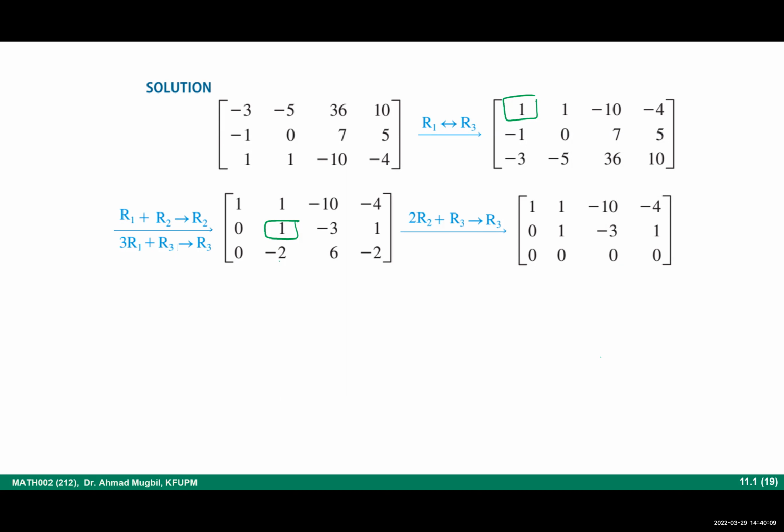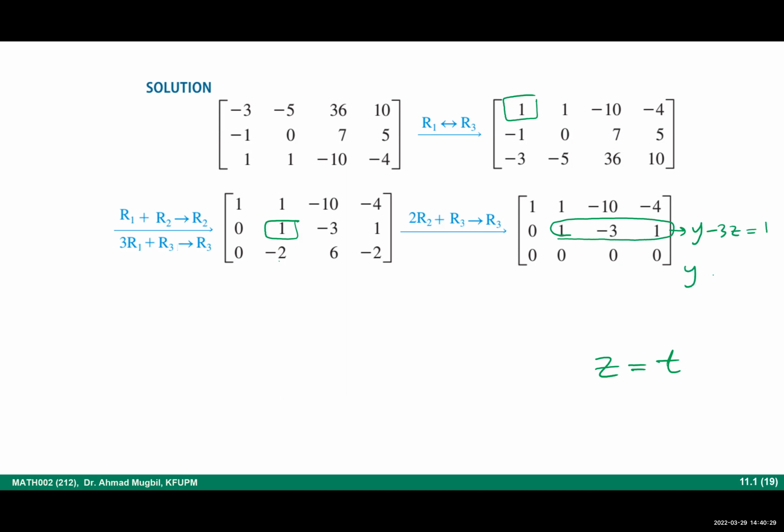We have z free here. z is free. So you can say z equals any real number. But y and x, they are not free. They depend on z. So to find them, what do you need to do? I think from here we can find it. This is clear, right? From here we have y minus 3z equals 1.